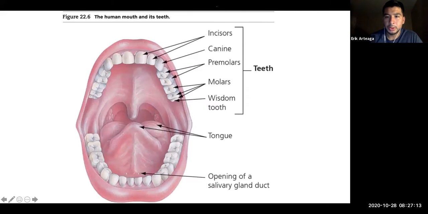Okay. So here's a nice little diagram of the human mouth. So we have incisors, canine, premolars, molars, and wisdom teeth all the way in the back. So these are the teeth. Tongue, which is that muscular organ that helps push the food down. Salivary glands, again, helping lubricate and dumping those enzymes out. So yeah.